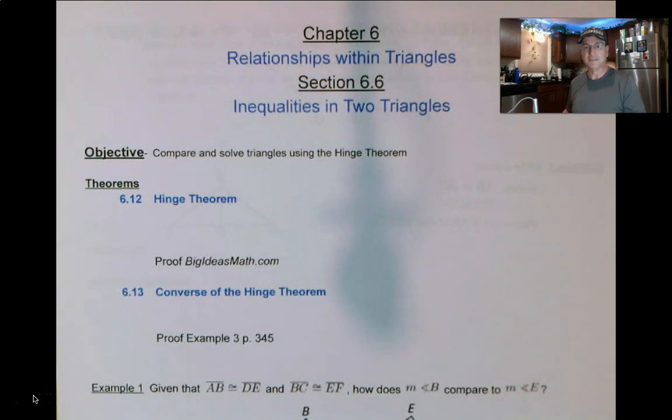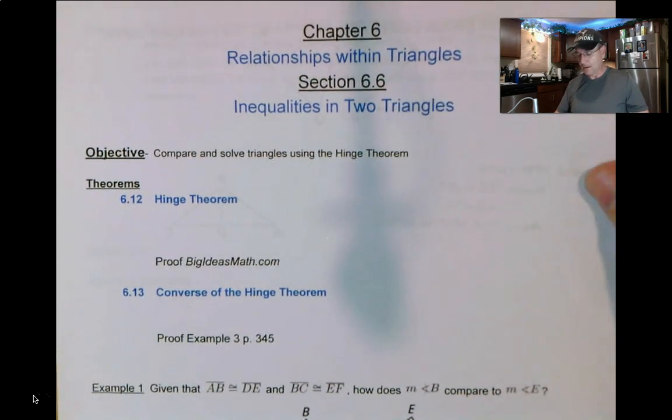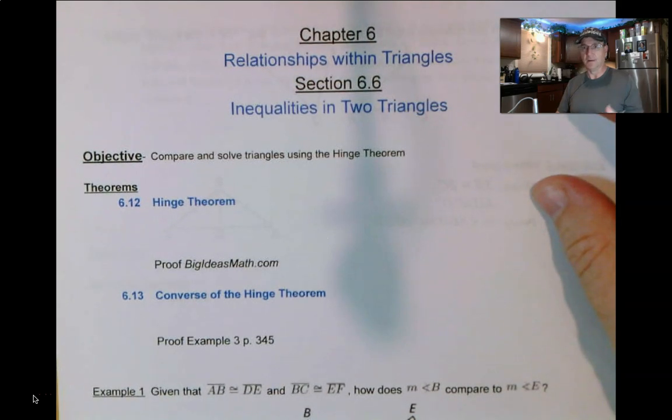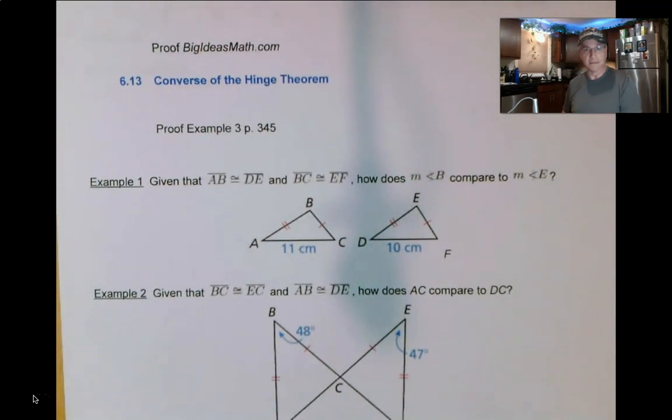Hello everyone, section 6.6, inequalities in two triangles. In the last section we did the triangle inequality theorem, and that was comparing sides and angles within a single triangle. Here we have the Hinge theorem and its converse, which is going to be looking at comparing sides and angles from two different triangles.